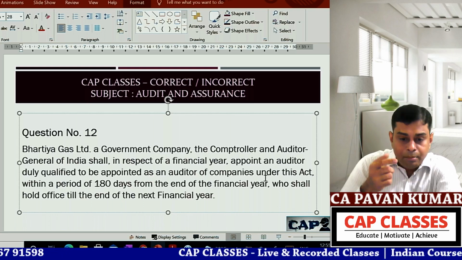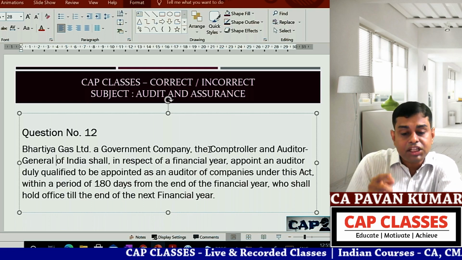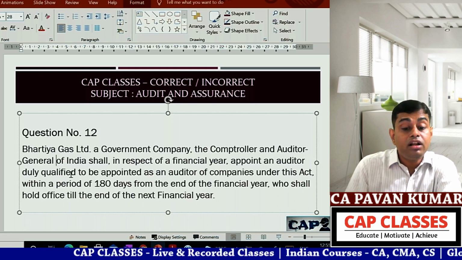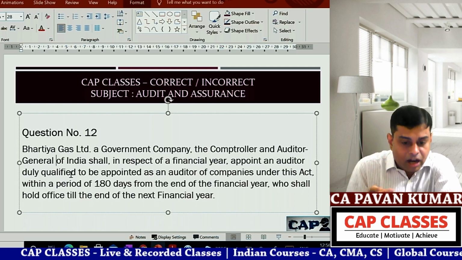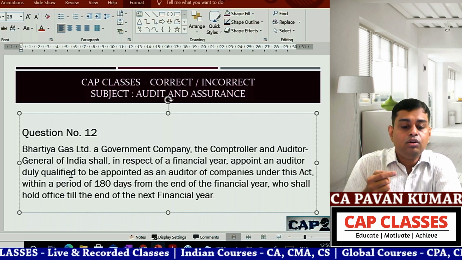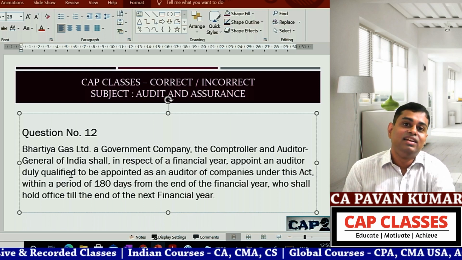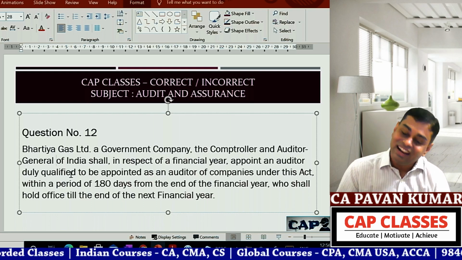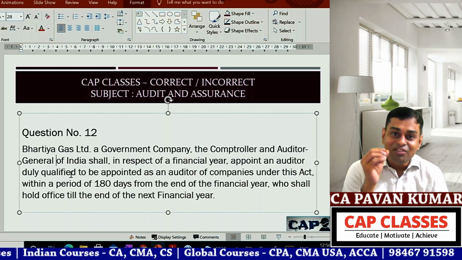Bharatiya Gas Limited, comma. A government company, comma. The C&AG of India shall, comma, in respect of a financial year, comma, appoint an auditor duly qualified to be appointed as an auditor of companies under this Act, comma, within a period of 180 days from the end of the financial year, comma, who shall hold office till the end of the next financial year, full stop. By this time, a student will gasp for breath and fall, and he will die on the floor of the exam hall.